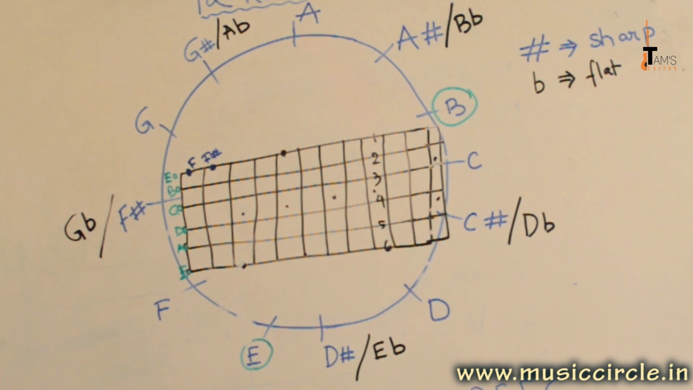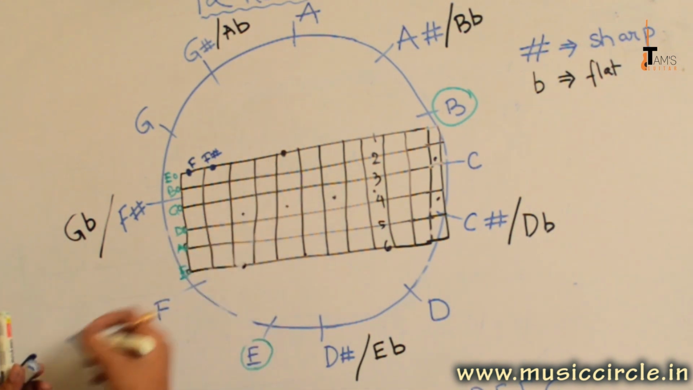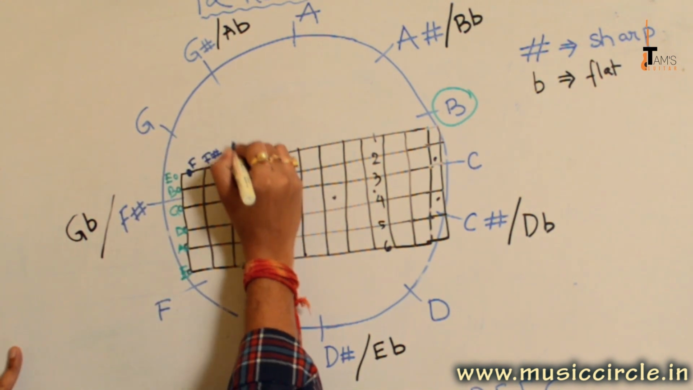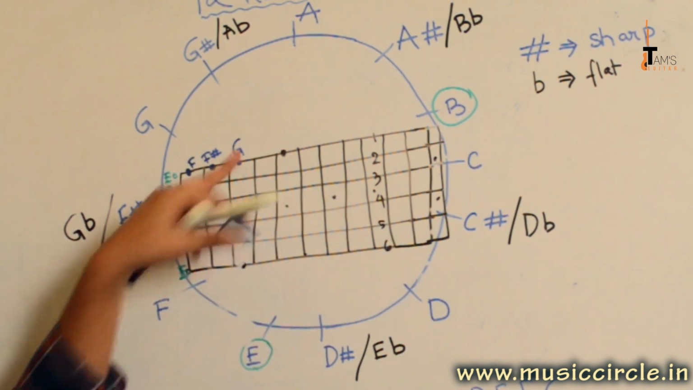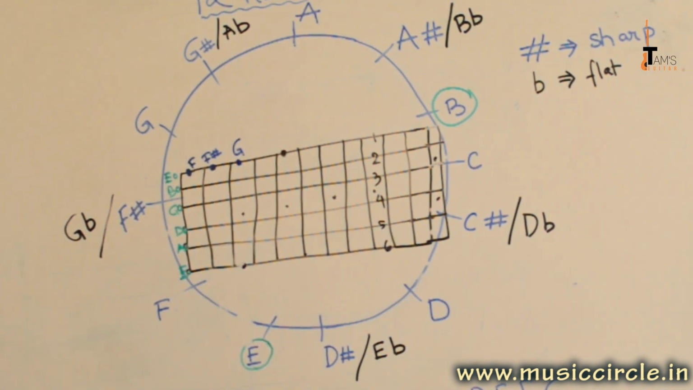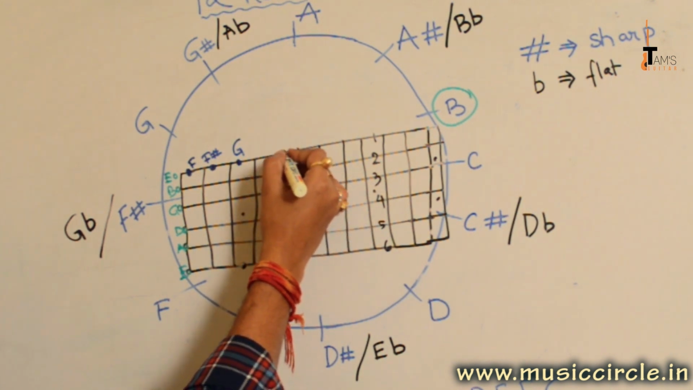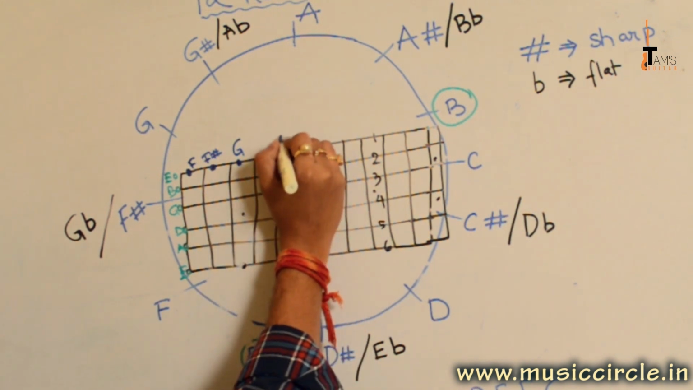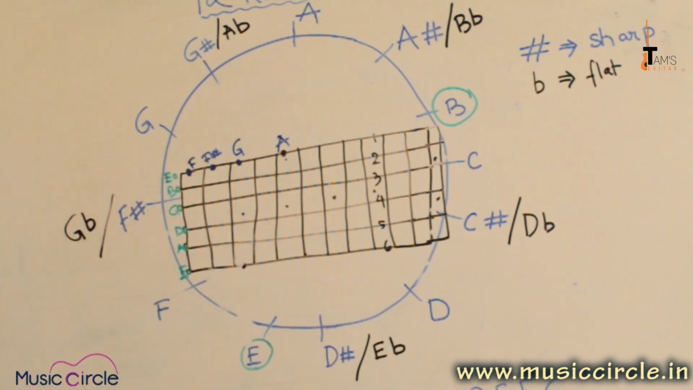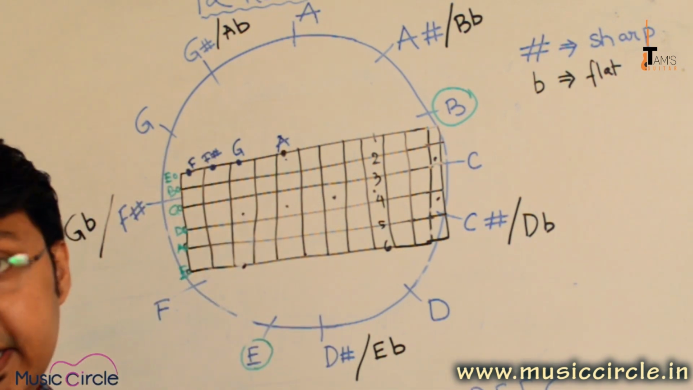Alright. Then the next note is G. I hope you can read it, I'm writing quite small. Similarly, the next note is G sharp and the fifth fret is A. So this is the way you can find any note on any string.